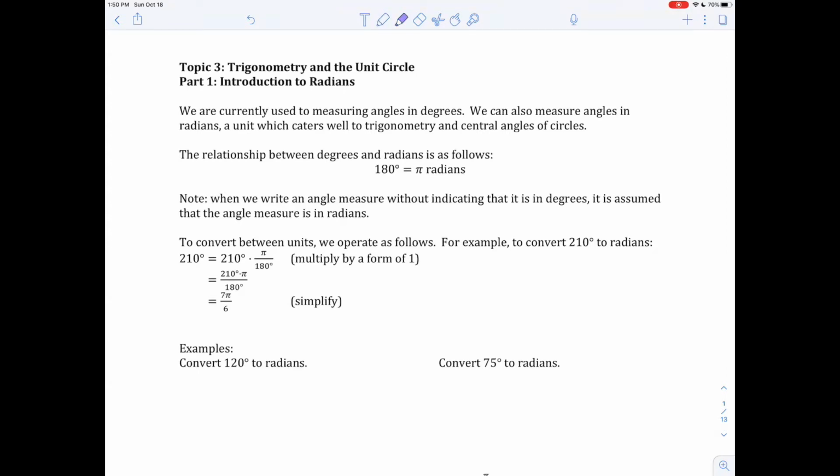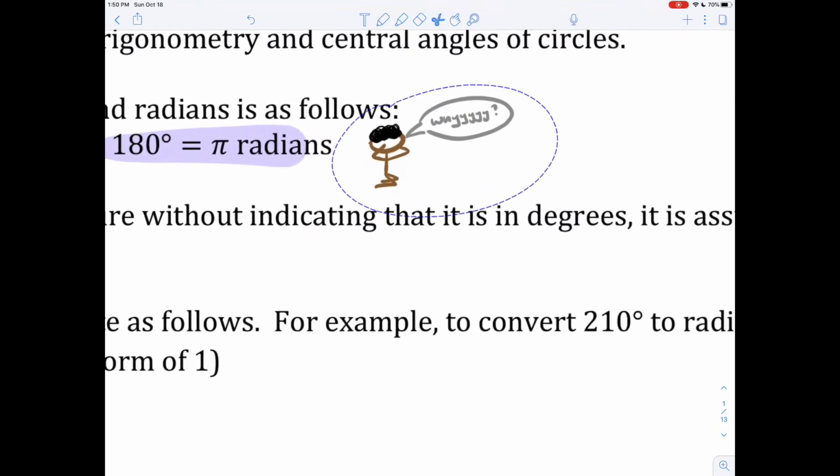Radians. It's a useful and interesting measure. We're used to degrees, and we know that a full circle has 360 degrees. So what are these radians things? We're told right here that 180 degrees is equal to pi radians. I would want to know why.